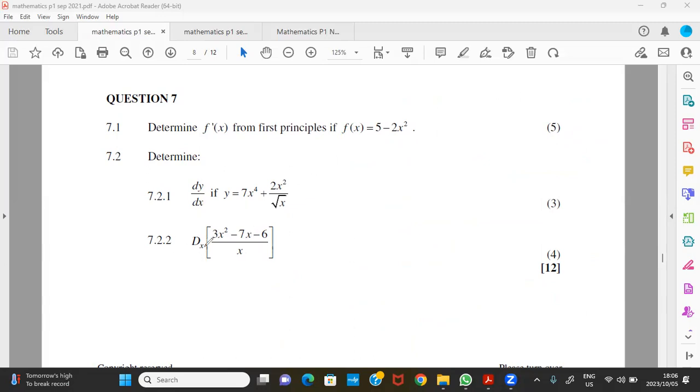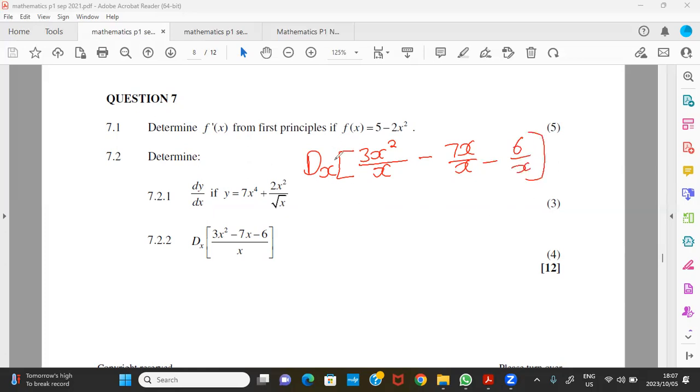Then 7.2.2, they say the derivative with respect to x of 3x squared minus 7x minus 6 over x. Even with this one, we are just going to say d over dx, then put that square bracket. Since now we have this x in the denominator, the easiest way is to separate the terms and put it back in its normal form. So it's going to be 3x squared over x minus 7x over x, and then minus 6 over x.